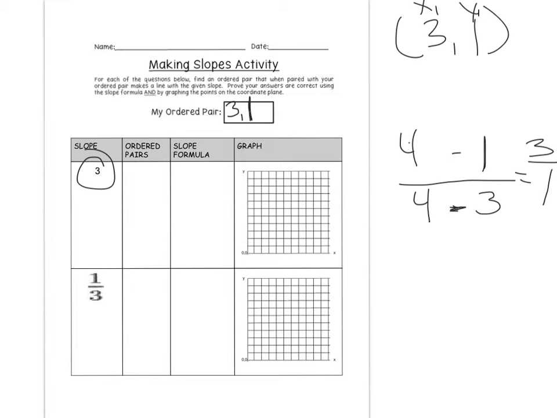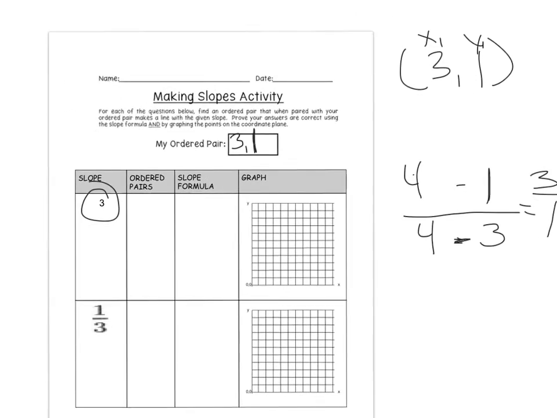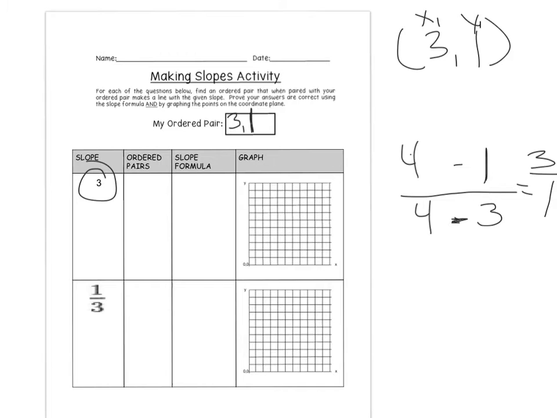So for example, my ordered pairs now that I found, I have the one that I started with, which was 3, 1. Okay, so that's one of my ordered pairs, 3, 1. And then I figured out that the other ordered pair, 4, 4, would give me this slope. So I'm going to go ahead and write 4, 4. These are my two sets of ordered pairs.